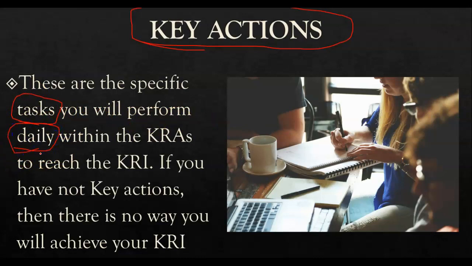This is the magic word. Daily, within the KRAs, to reach the KRI. If you have no key actions, then there is no way you achieve the KRI. So you need to write down the specific things you need to do in order to achieve the indicators, in order to reach the objective. You need to write them down, the specific things that you need to do.